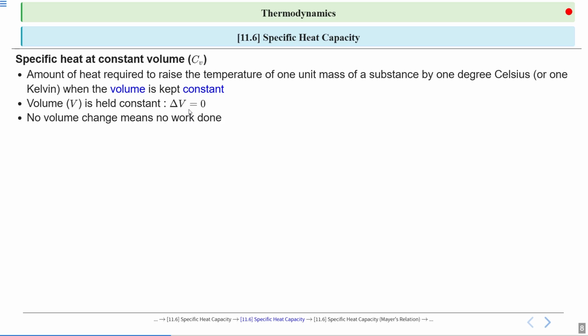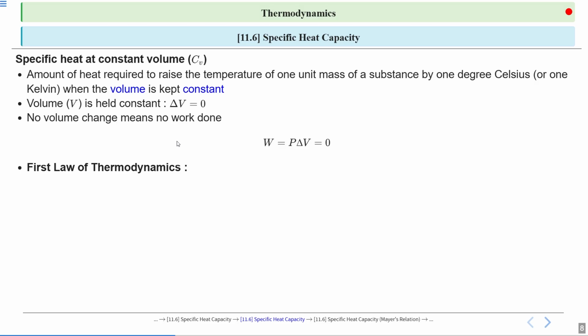In that case, no work is done, because work done depends on volume, through the formula PdV, pressure times change in volume. Here the change in volume is 0, so no work is done. So W is equal to P into delta V, and since the change in volume is 0, work done is 0. From this relation, it is clear that work done depends on volume. Volume 0, work done 0.